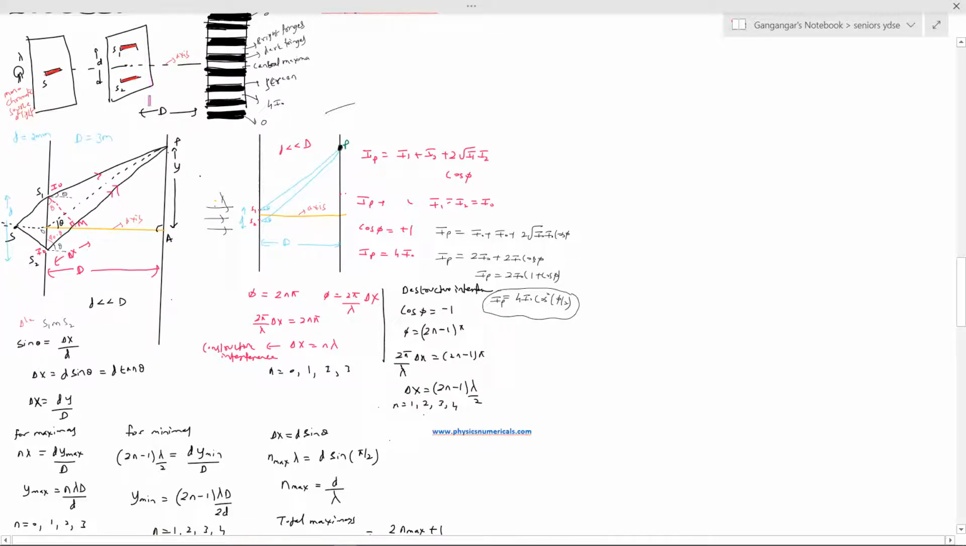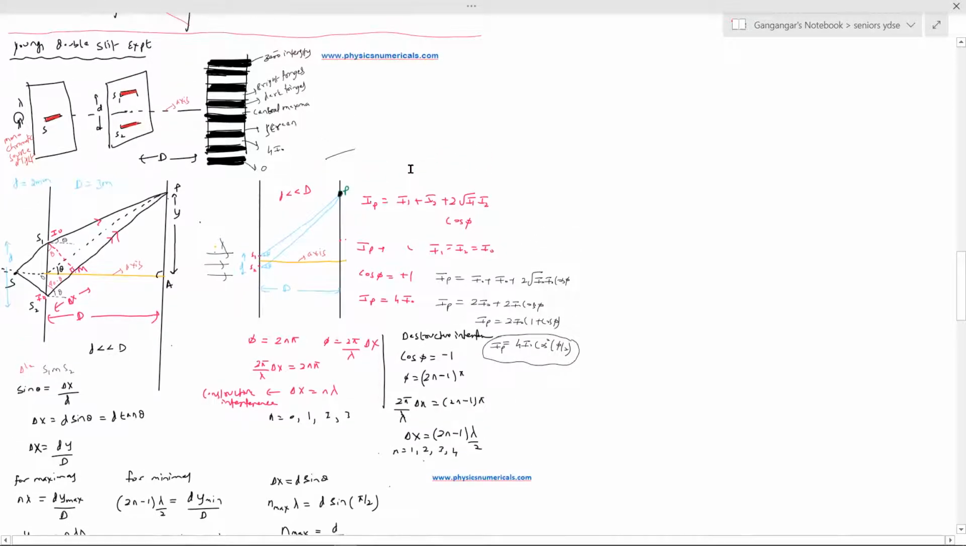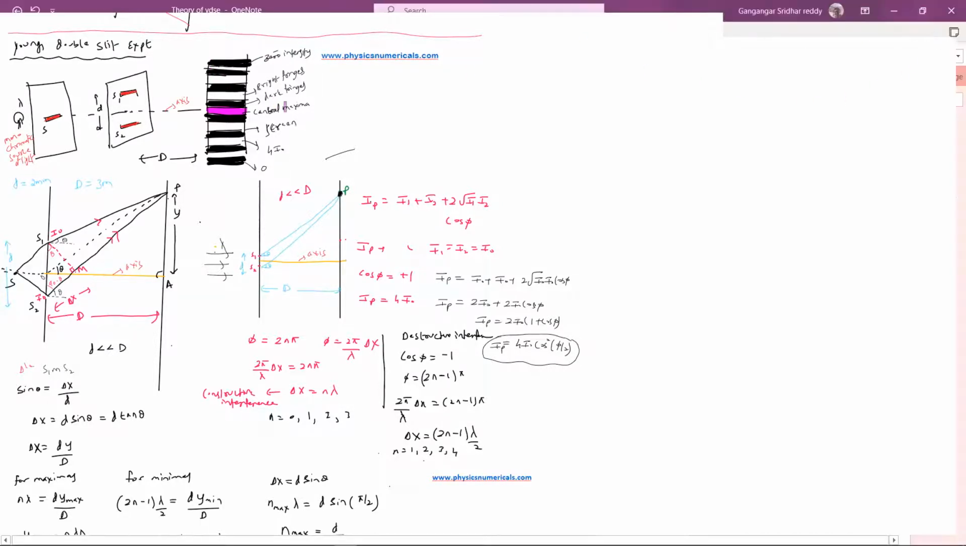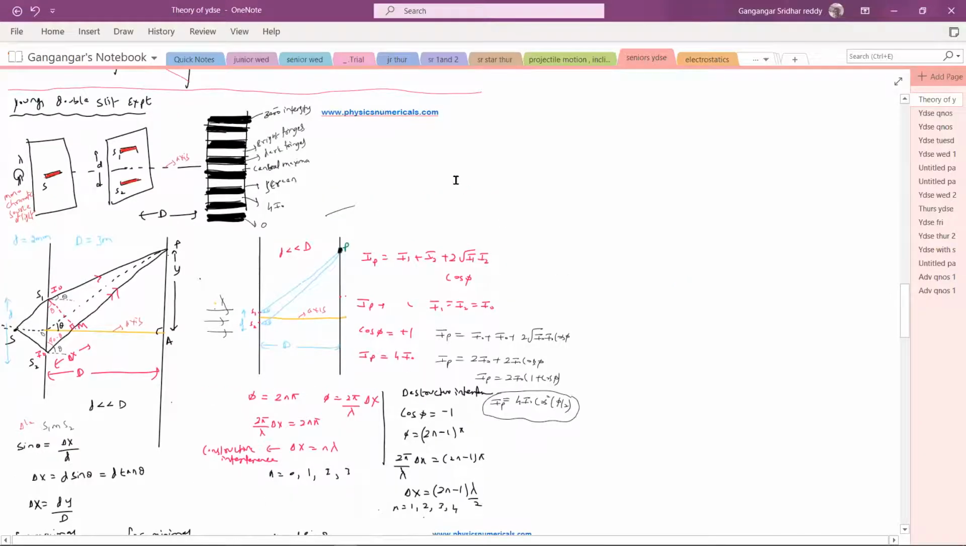Got this idea? Now we'll define one more quantity called the central maxima. What do you mean by central maxima? It's a point on a screen where the path difference of the rays arriving there will be 0.